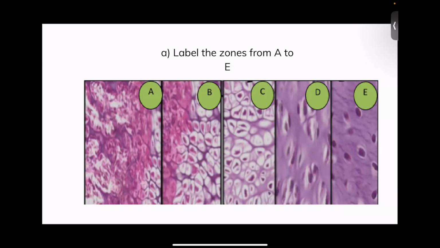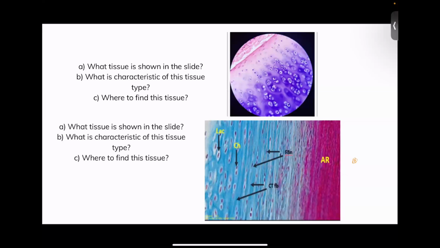Okay. I'm sorry, I forgot one thing about this previous slide. Where do you find this tissue? I think I mentioned the hyaline, but I didn't mention the fibrocartilage. So hyaline, you find it in the joints, trachea, and ribs. Just make sure about the ribs, though.